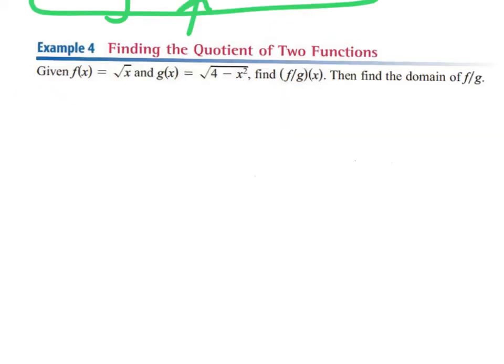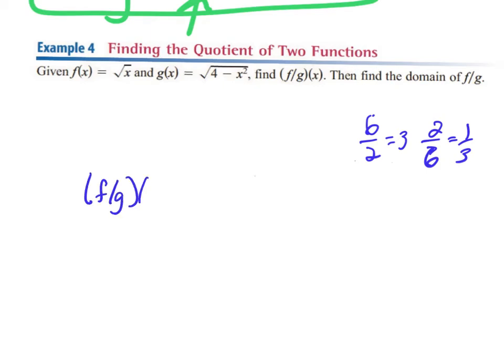Handle this. What are they asking me to do here in this question? Put the root of x over the root of 4 minus x squared. Yep, we're dividing. Guys, remember, order matters here. 6 divided by 2 and 2 divided by 6, same answers? No, 6 over 2 is 3 and 2 over 6 is 1/3. Correct. So order matters. If it says f divided by g, put f on top and g on the bottom. So you have f divided by g of x.